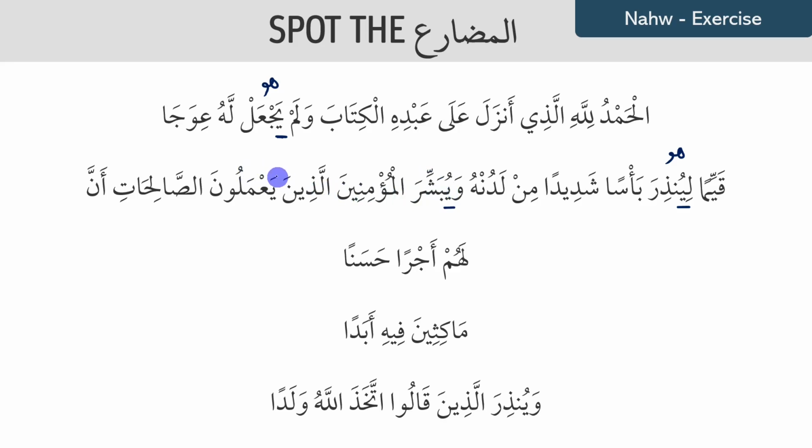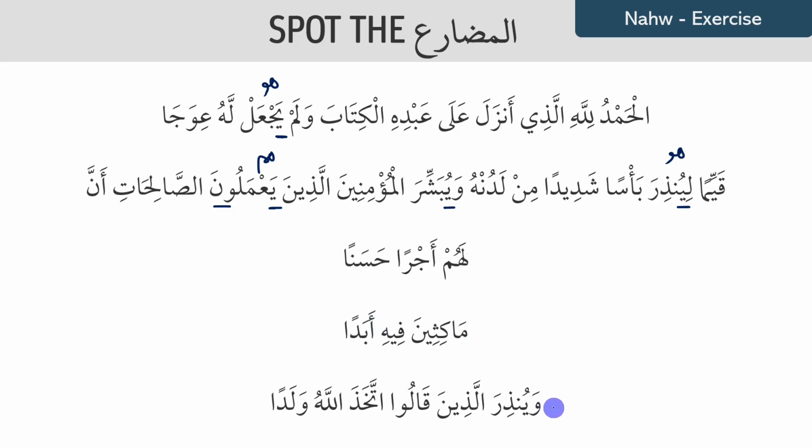And if we continue, we have the word ya'maluna. This is the default mudari sigha. You have a ya, which is for ghaib sighas, and then you have this una, which makes it plural. So this is the hum version of the verb, and then the rest of it is not verbs. فَمَاكِثِينَ فِيهِ أَبَدًا. There is no verb in this one.